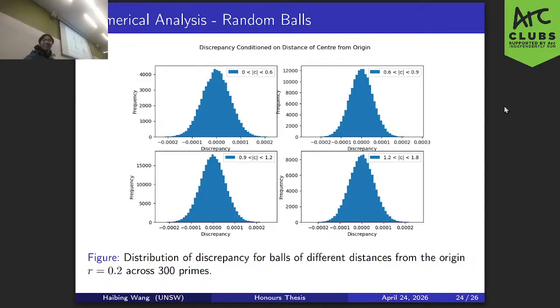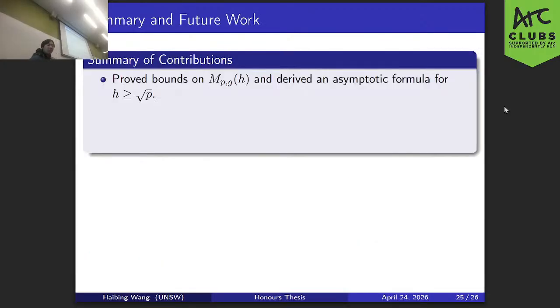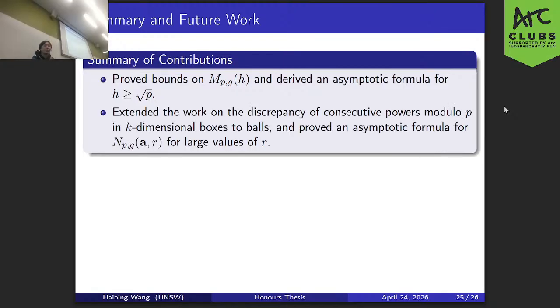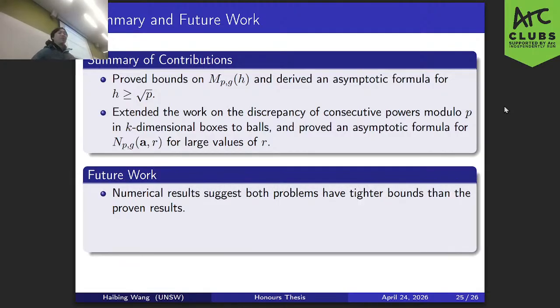That was fun. Cool. So just a quick summary. We proved some bounds for G of H for the almost fixed points, and for when H was bigger than root P, we found an asymptotic formula. And then we also looked at how it worked for higher dimensions, and also found an asymptotic formula when the radius is sufficiently big for the balls that we're looking at. As for future work, the numerical results suggest that the bounds I found are weak. We can probably get something better.